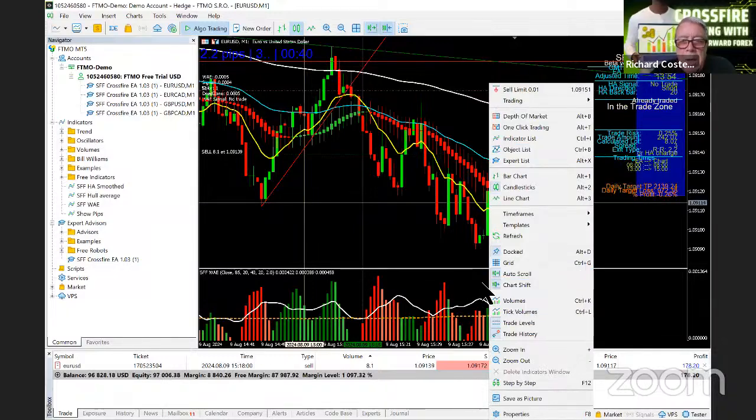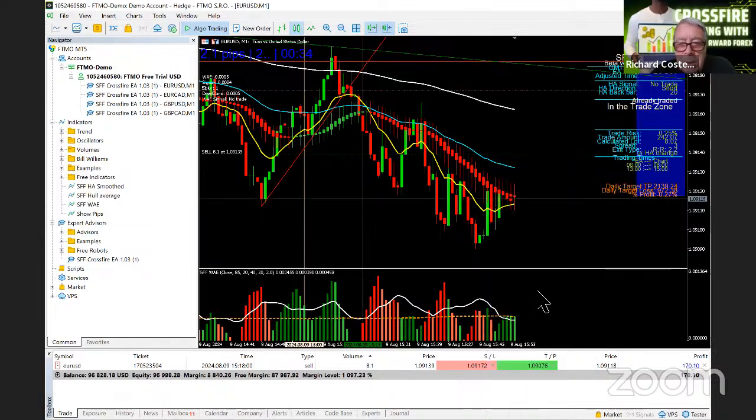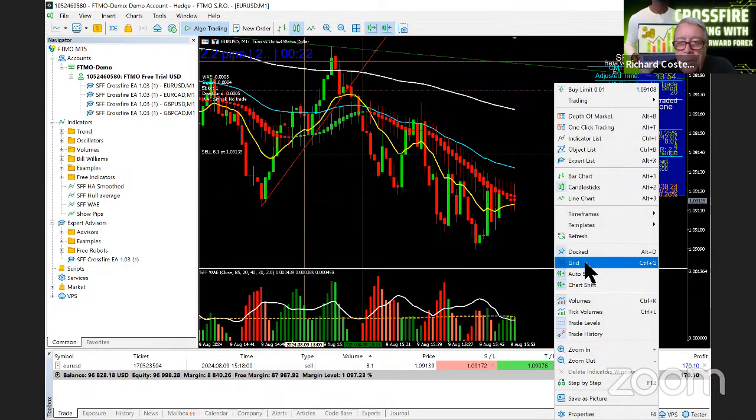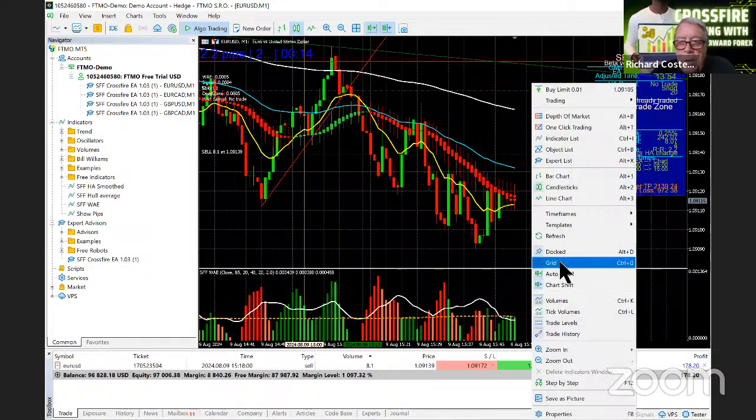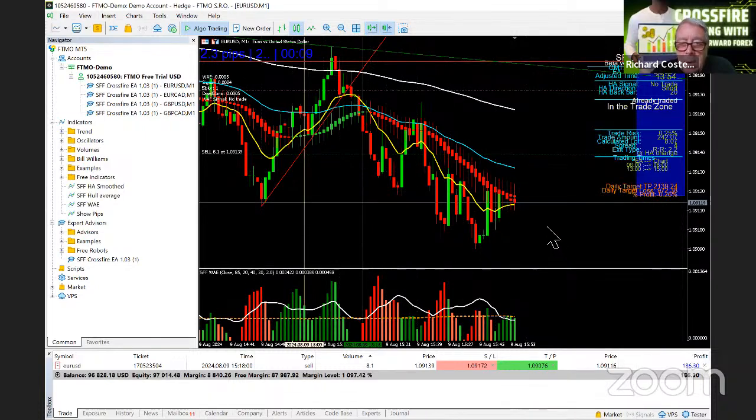Some people have shown me their screens and they've got volumes ticked, and it's not appearing on mine, but you've got little green bars at the bottom of the chart, and I don't need those, so I've unticked those. There's a thing called grid. You can put the grid on. Can you see the grey lines? I don't need those, so I've unticked them. I like a nice clean chart.